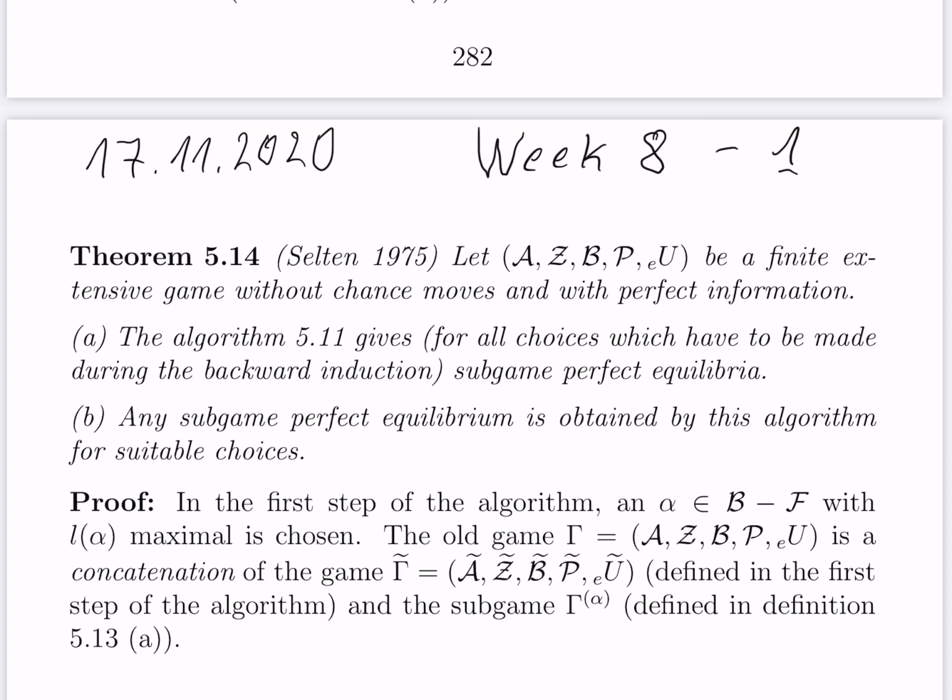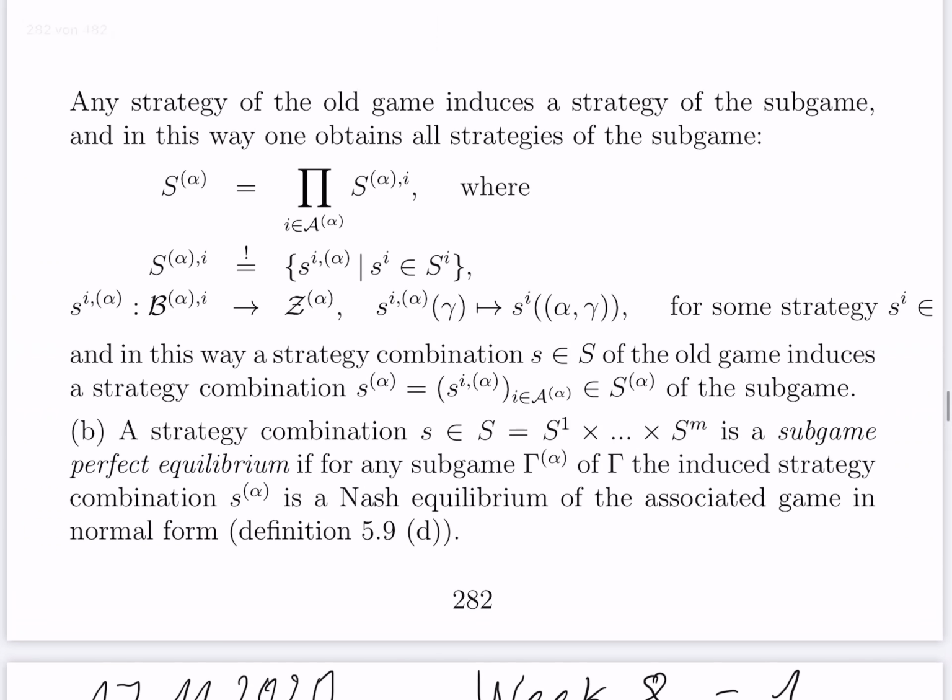What is a subgame perfect equilibrium? It was written here. The extensive game in any subgame induces an associated game in normal form. We have seen the definition. And any subgame is also an extensive game. It induces also an associated game in normal form. And now a strategy combination of the associated game for the full game induces also a strategy combination for any subgame. So a strategy combination of the full game is called a subgame perfect equilibrium if for any subgame the induced strategy combination is a Nash equilibrium of this associated game in normal form.